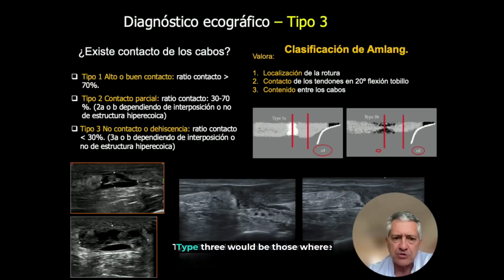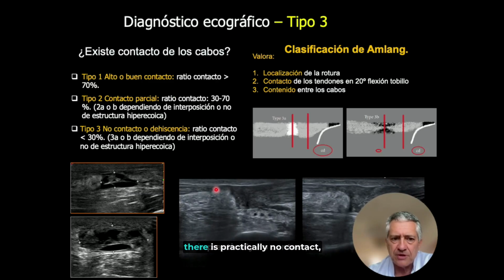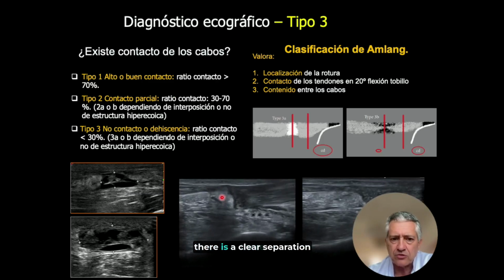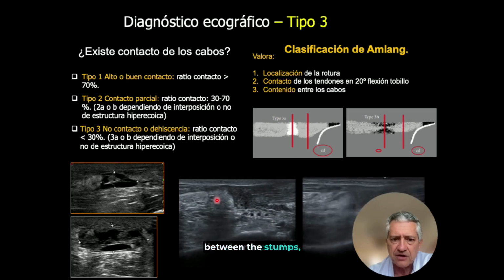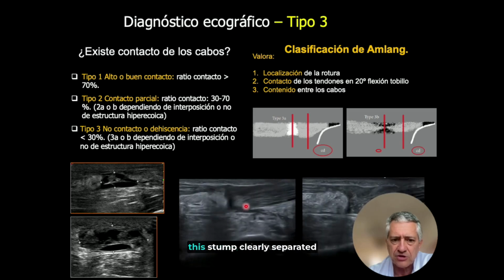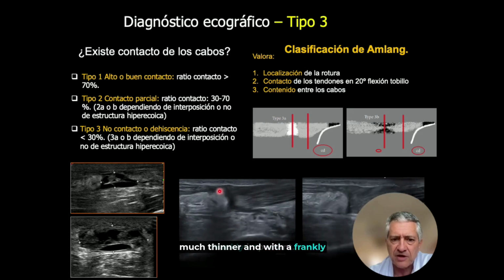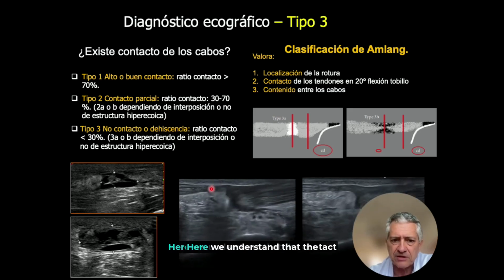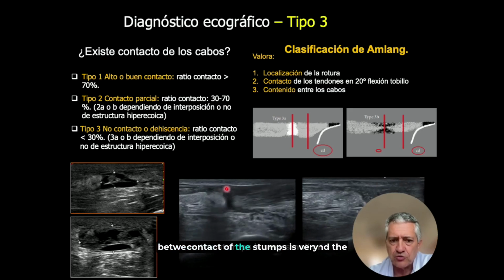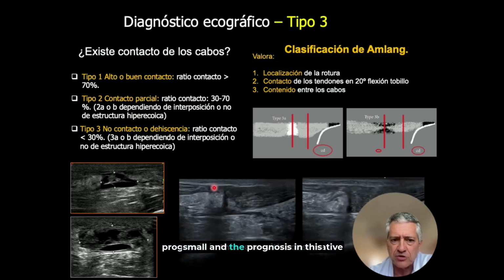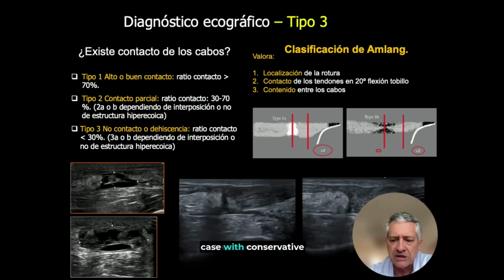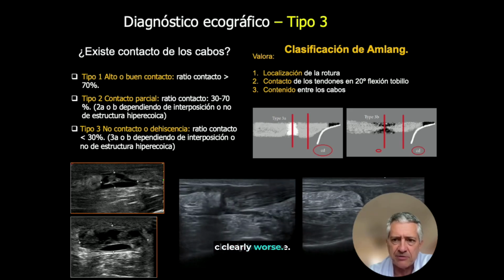logically with a good response to a possible conservative treatment. Type 3 would be those where there is practically no contact. There is a clear separation between the stumps, as we see in this case, this stump clearly separated from this stump, which is more thread-like, much thinner, and with a frankly significant separation. Here we understand that the contact of the stumps is very small, and the prognosis in this case with conservative treatments would be clearly worse.